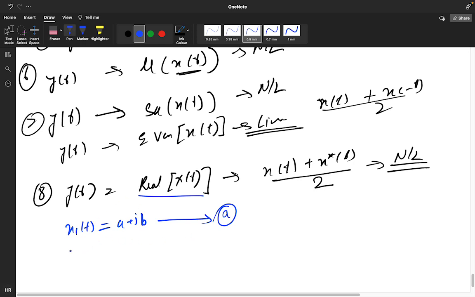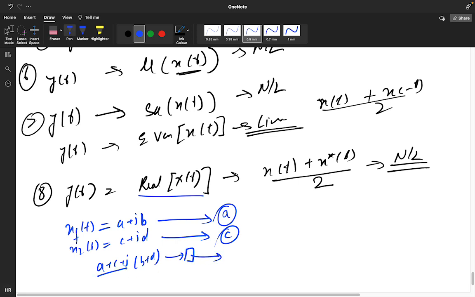Now if I take another example, x2 of t equal to c plus jd, it will give me the real part of this, so I will get c. If I add these two inputs, I get a plus c plus j times b plus d. If I pass this through the system, it gives the real part, which is a plus c. The two outputs add to a plus c, so additivity holds.